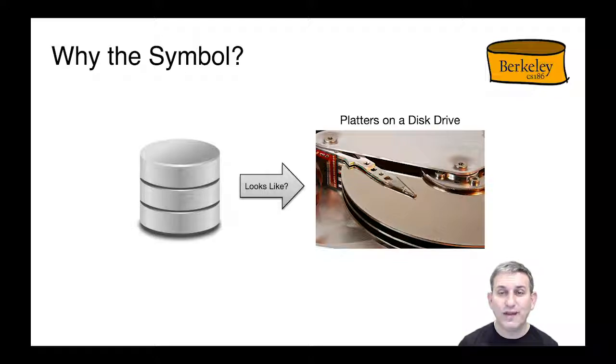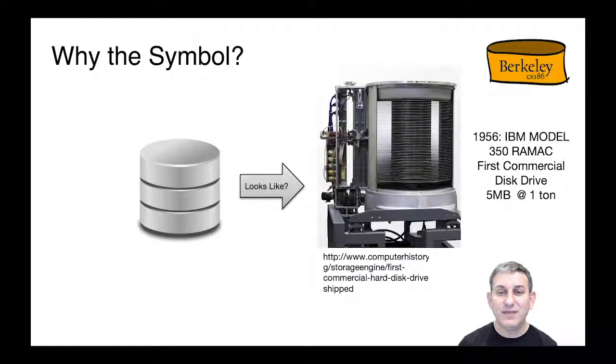So the picture on the right is a fairly modern disk drive, and you can see that it has three platters, each of which is a disk or a cylinder, and they're stacked up to make something that really looks like a cylinder. And if you go back in time, this is the first disk drive, the IBM Model 350 RAMAC, which stored 5 megabytes and weighed 1 ton. Okay, 1956, pretty impressive. Looks very much like our icon for a database.